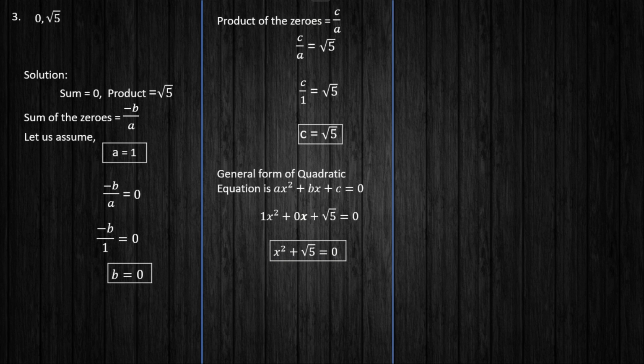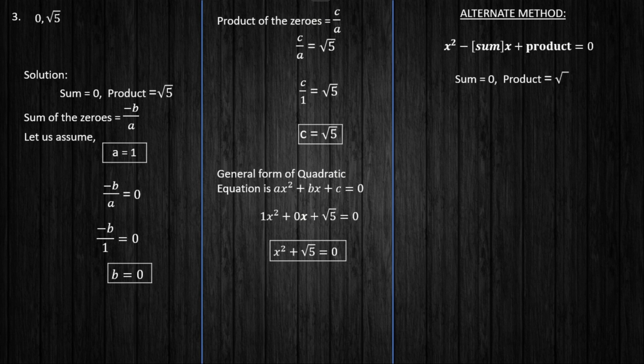Now we will move on to the alternate method of solving this equation by using the formula. The formula is x square minus sum of x plus product is equal to 0. Here the sum is 0 and the product is root 5. Substitute the values directly into the equation. x square minus 0x plus root 5. Since the middle term is 0 here, we can reject the term and we can plainly write it as x square plus root 5 is equal to 0.